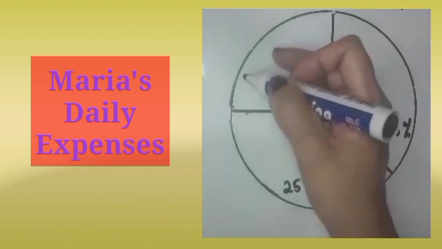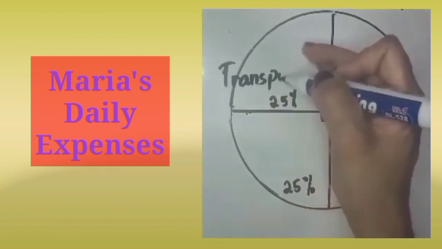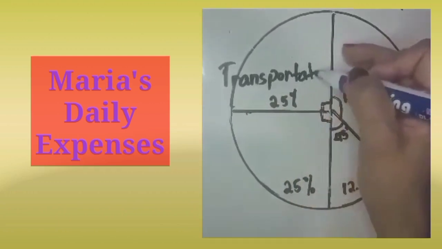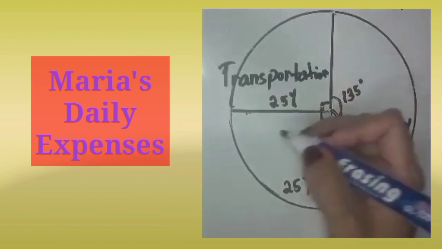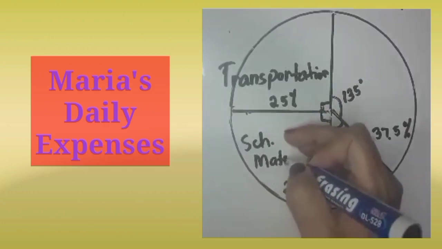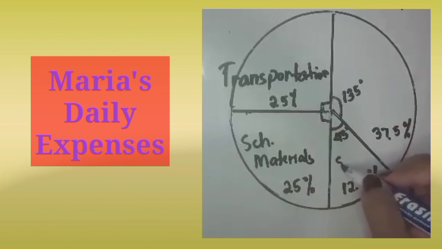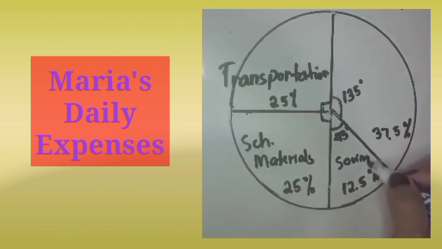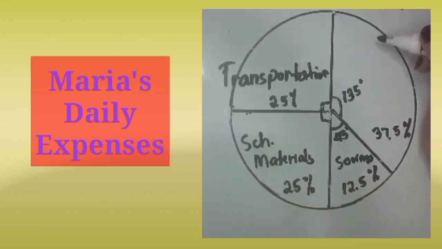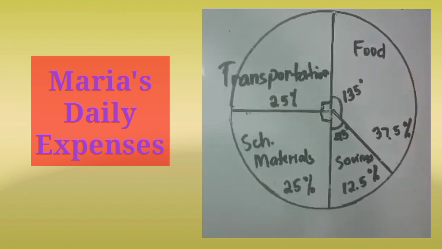This is transportation. This sector belongs to school materials. And this sector is for savings. Lastly, the biggest sector is for food. And this is the pie graph about Maria's daily expenses.